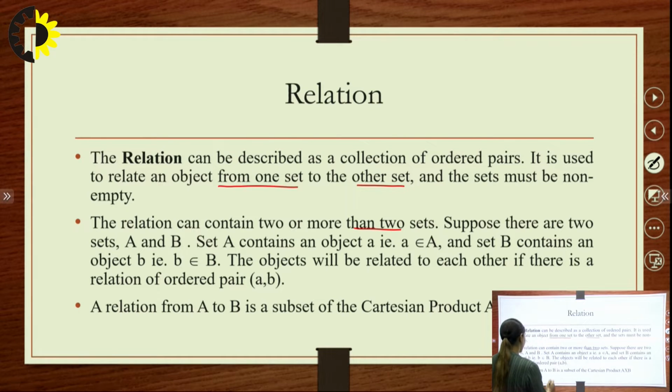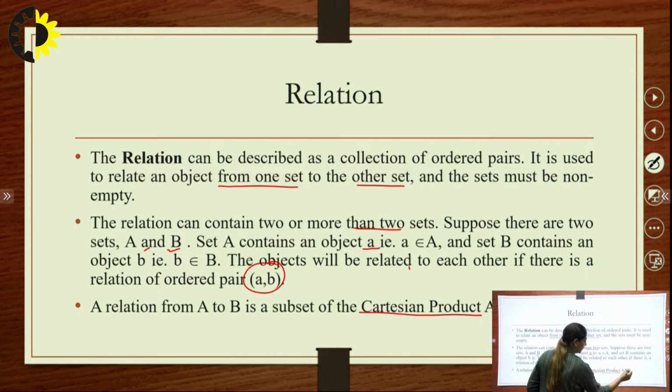Suppose there are two sets A and B. Set A contains an object a, where a belongs to set A, and set B contains an object b, that is, b belongs to set B. The objects will be related to each other if there is a relation of the ordered pair (a, b). A relation from A to B is a subset of the Cartesian product A cross B. A cross B will contain all the possible relations between A and B.